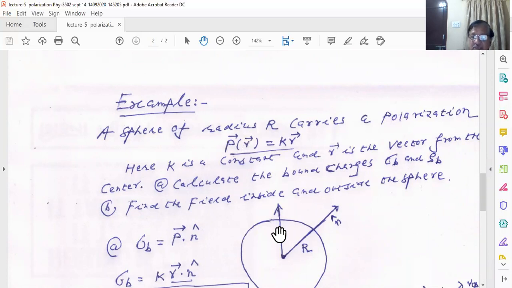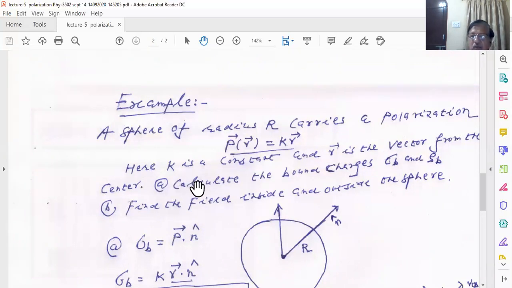As distance r changes from the center of the sphere, the polarization changes as a function of r, and the polarization is given as k times vector r. This is a vector r which is measured from the center of the sphere. The magnitude of vector r will change from 0 to the radius of the sphere, and here k is constant. So this is the polarization in the sphere, where k is constant and r is the vector from the center.